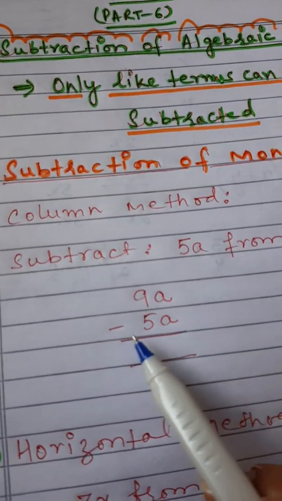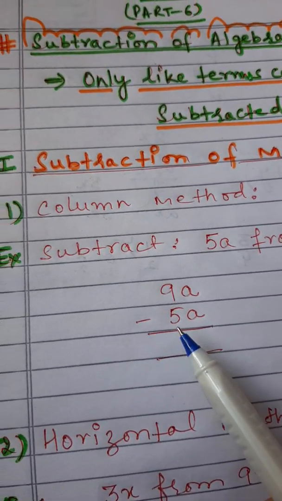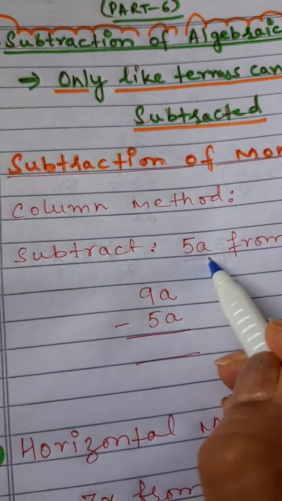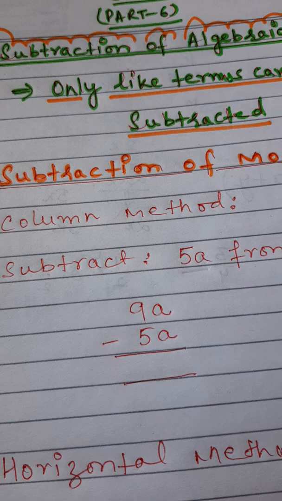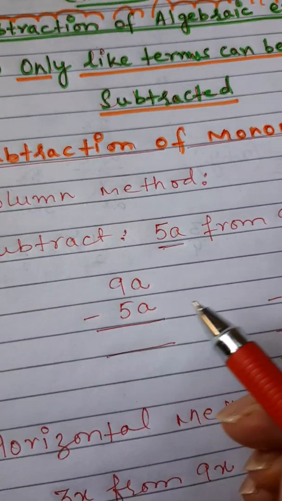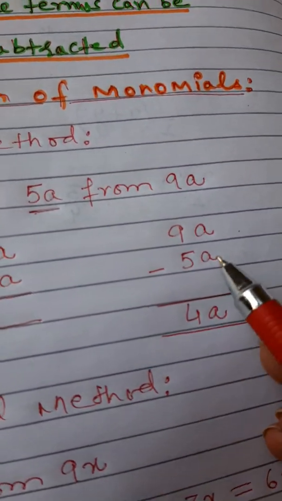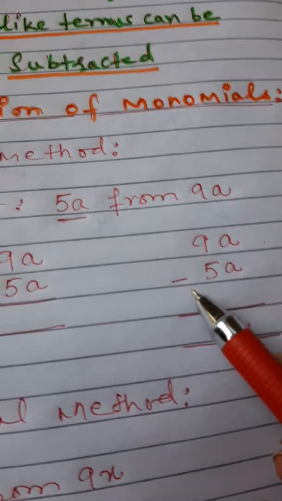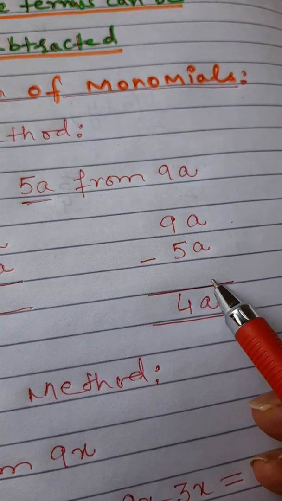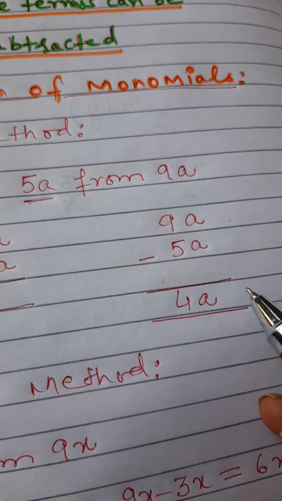Now subtract it. Sometimes we have to change the sign, but because 5a is positive here, we will just write 5a and we will change the sign here to minus 5a, right? Because we are subtracting it, we are putting the negative sign here. We can leave this gap also for changing the sign. You can write the sign here or here also.